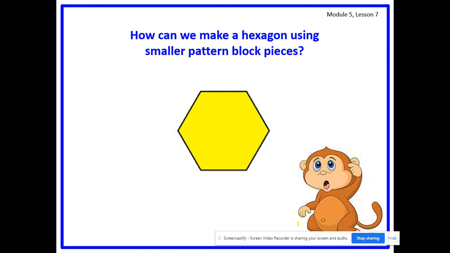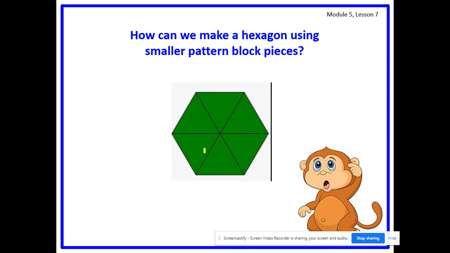So think about this. How can we make a hexagon using smaller pattern block pieces? So this is a hexagon. And I made a hexagon here with 6 small triangles. Let me ask you the first question. Is it made up of equal parts? Yes. How many equal parts is it made out of? Yes, 6 equal parts. Make sure to say the full vocabulary word.